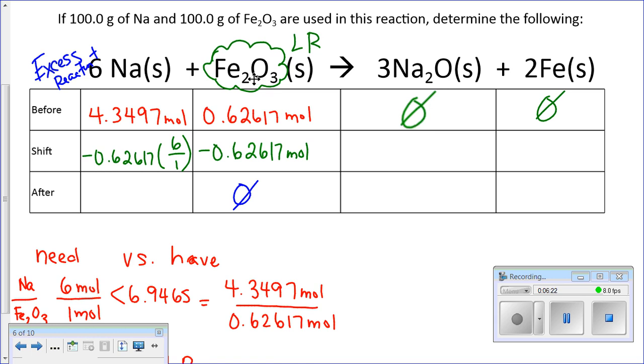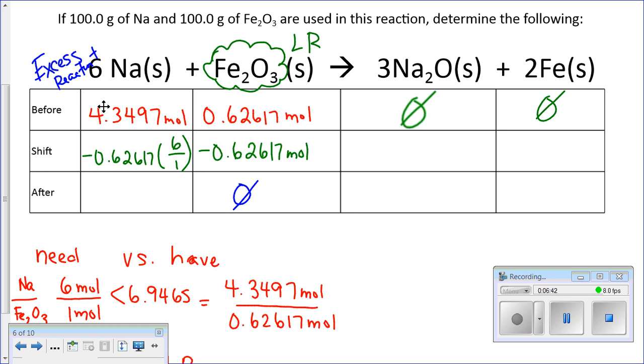I'm going to use the iron 3 oxide completely up, whereas the sodium, I'm going to have some of that left over. So I'm going to use up all of this limiting reactant, so I'm going to say minus the mole amount there, 0.62617. So at the end of the reaction, I shouldn't have any of that left over.